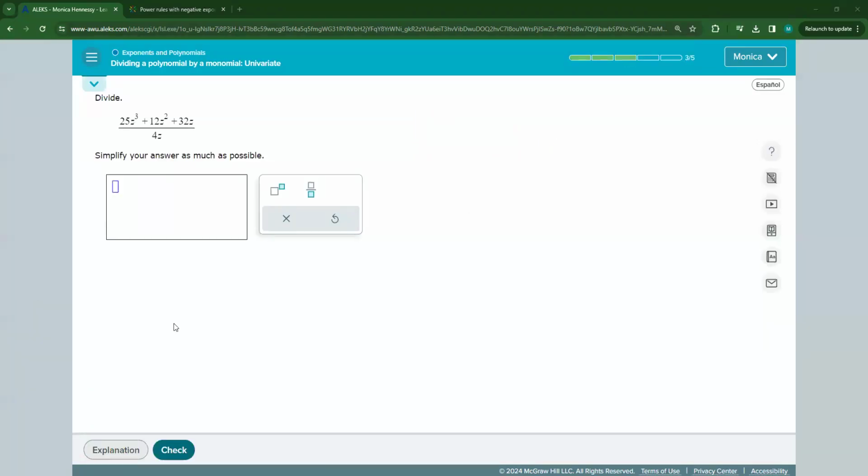Okay. All right, and then we will get our next problem. Delete our drawings. Now this one's written in the fraction form again. Yet again, we are going to make each one of the numerator terms into a fraction over that single denominator. So you have 25z to the 3rd over 4z. And then the next term I have is a plus 12z squared, and that is also going to be over that 4z. And then a plus 32z over 4z.